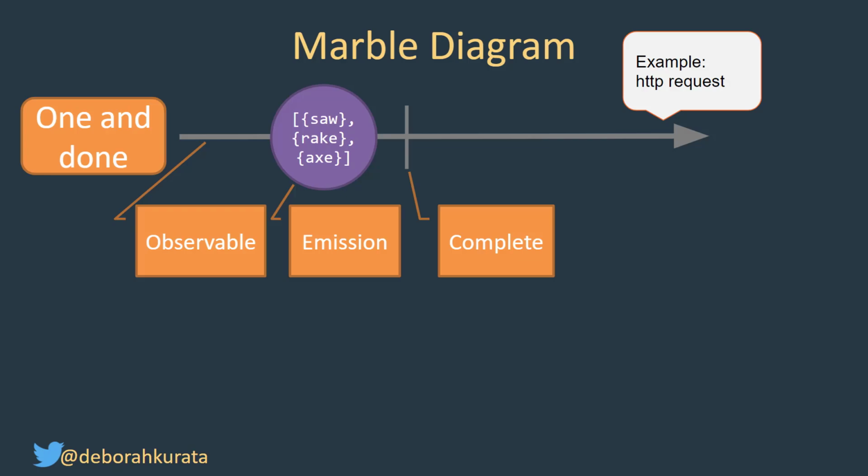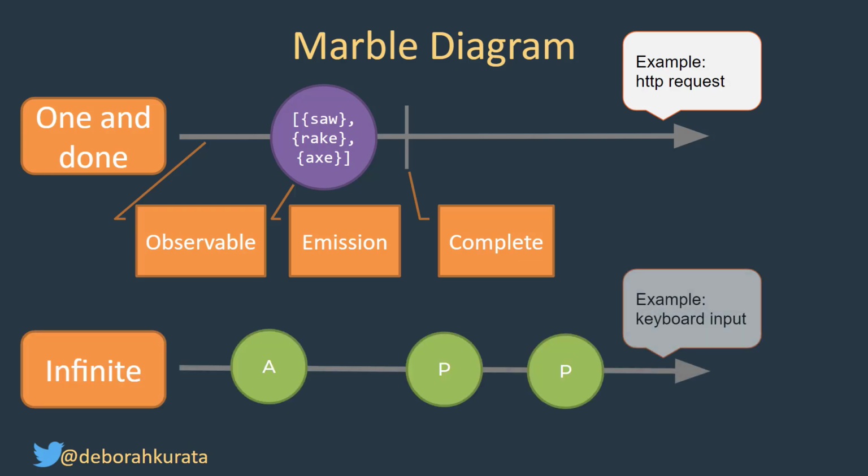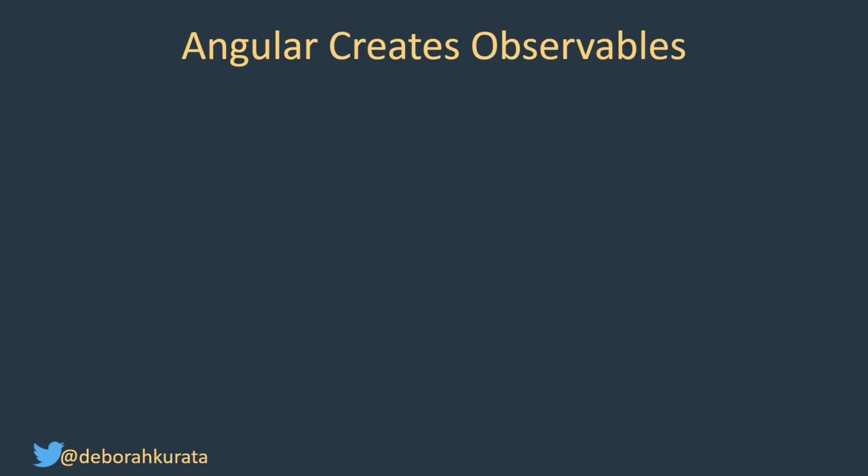It returns you the response from that HTTP request, and then it's done. That's it. You get that complete, and that's the end of it. But you also might have more infinite observables, for example, that keyboard input, where it's just going to keep tracking what you're typing. One of the nice things about Angular is that it creates these observables for us.